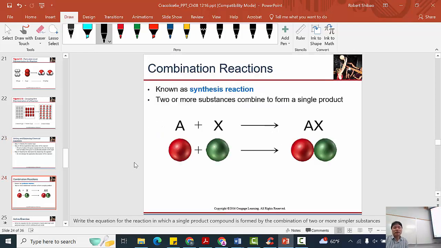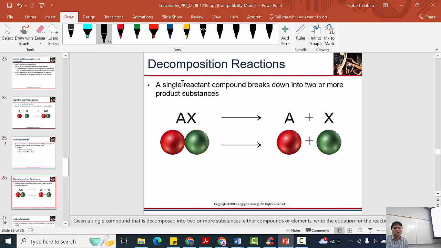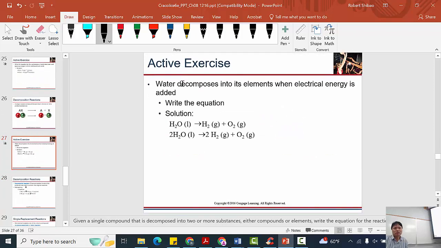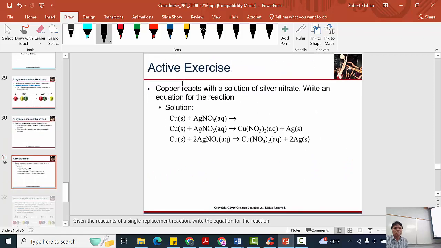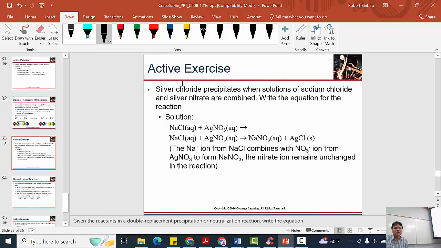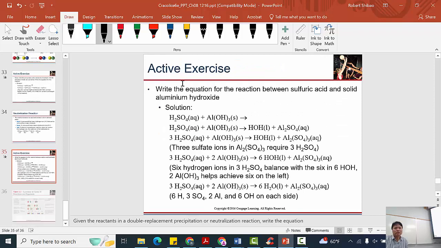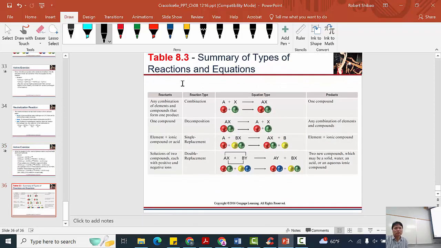Your book is going to divide it into combination, decomposition, single replacement, double replacement, neutralization, and then we go on to the next chapter. Next chapter would be precipitation, combustion, and so your book is going to have about 9 categories of reactions.